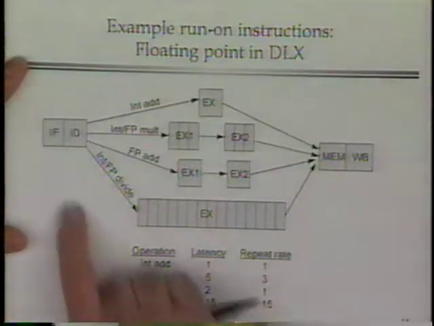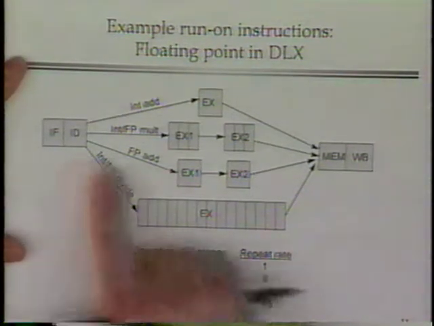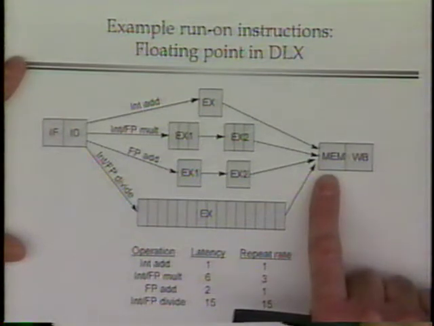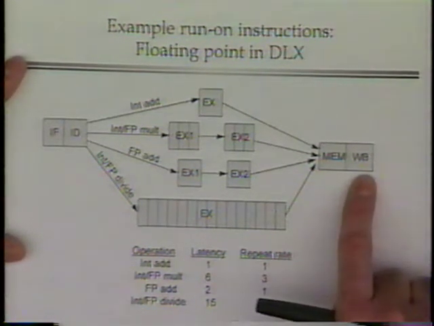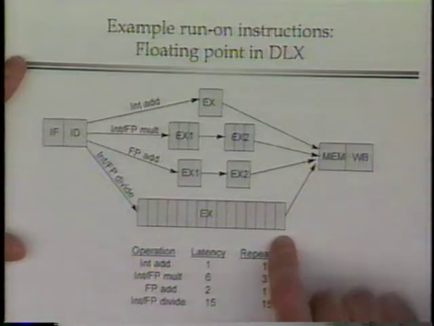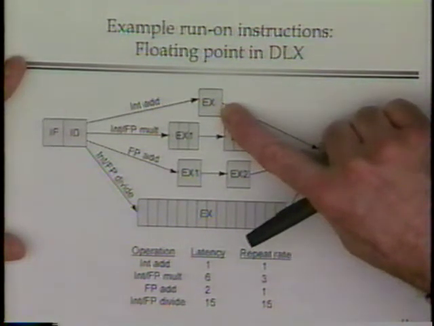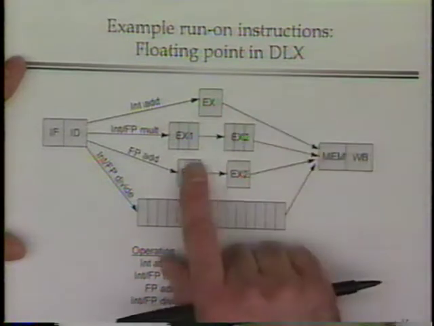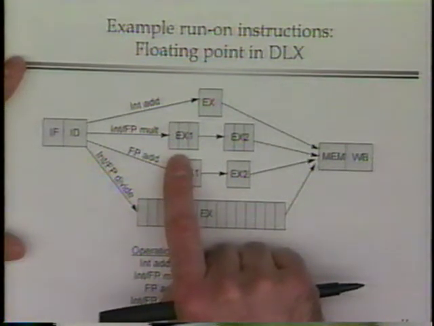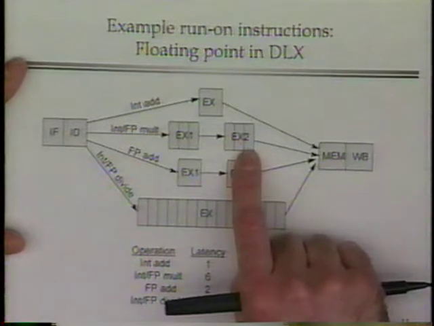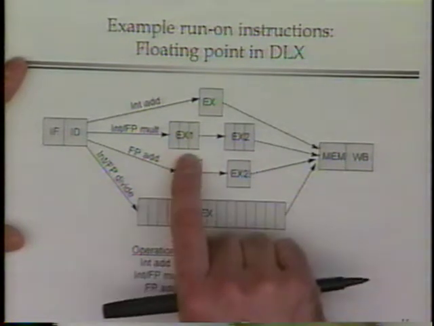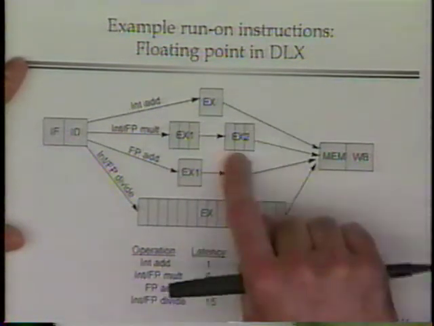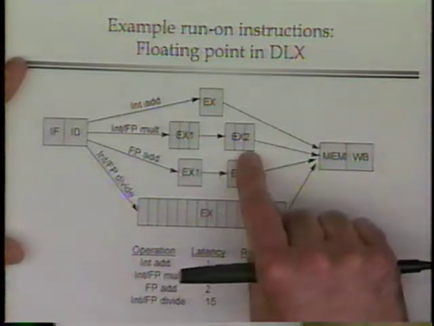Let's look at a typical example of a pipeline that has to accommodate floating point operations. This is a pipeline that has the same instruction fetch, instruction decode, the same memory stage and write-back stage, except that the execute stage now is more complicated. It could be as simple as a single cycle as we had before. It could be, in this case, for the integer or floating point multiply, 2 separate stages, the first stage of which takes 3 cycles, the second stage of which takes 3 cycles, and these are fully pipelined.